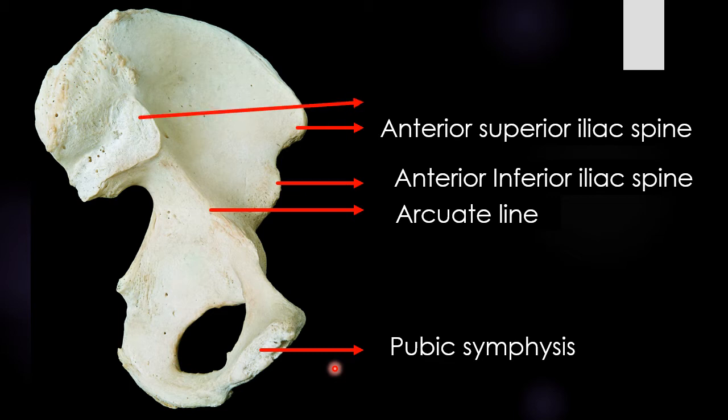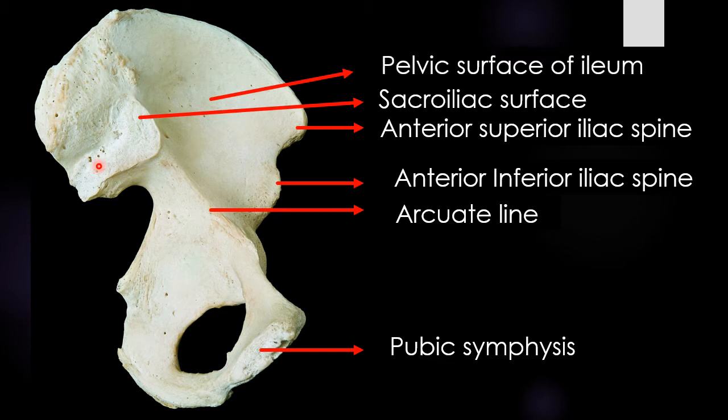Next one is the surface called the sacroiliac surface. They may mark this particular area and ask you with which bone it is articulating. The sacroiliac surface articulates with the lateral surface of the sacrum and forms the sacroiliac joint.